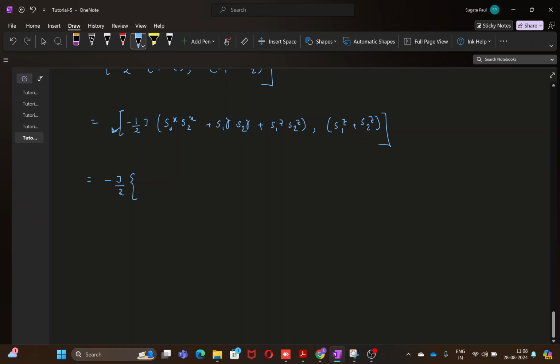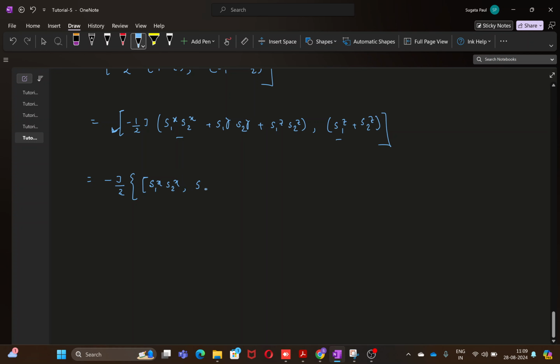Okay, so now let us break this whole thing down term by term. First of all, we have taken out the constant, which is J by 2. Then we take each term separately. The first term is S1x S2x, comma the second; so this term and this term we are taking first.